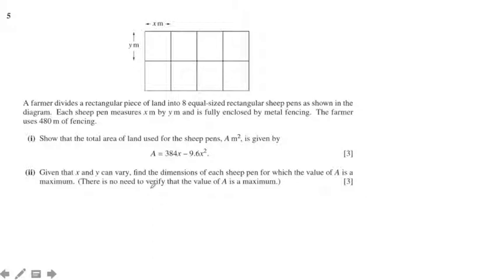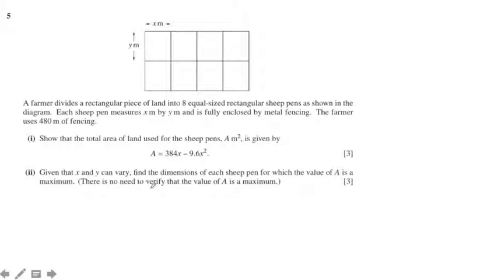The question is about a word problem of another kind of differentiation exercise. A farmer divides a regular rectangular piece of land into 8 equal-sized rectangular sheep pens, as shown in the diagram. Each pen measures x meters by y meters and is fully enclosed by metal fencing. The farmer uses 480 meters of fencing.